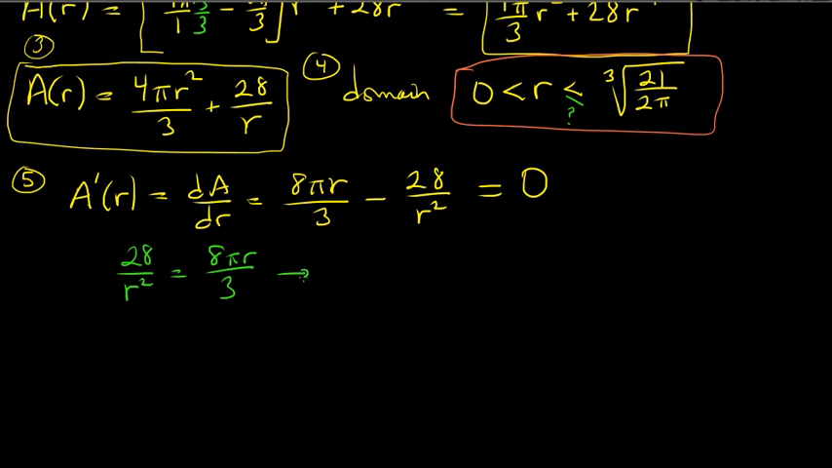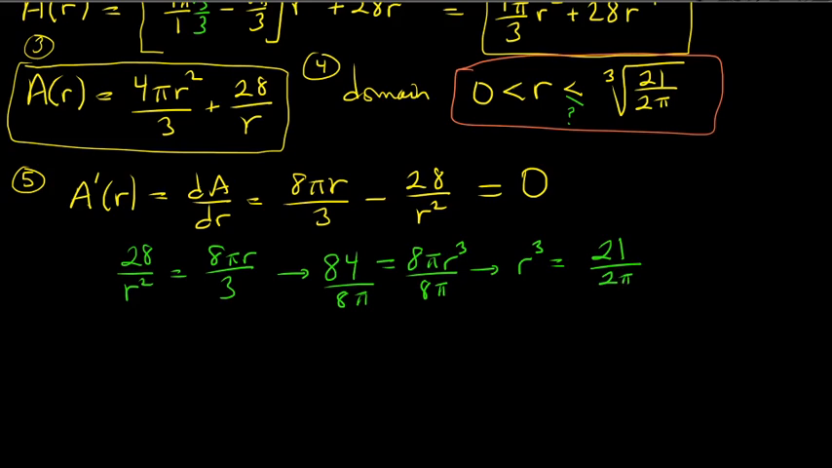Right, so cross multiply, and you get, let's see, 28 times 3. I want to say it is 84, but don't hold me to that. 28 times 3, yeah, 84. And that's going to equal 8 pi r cubed. So divide by 8 pi, because we're solving for r. And so r cubed is going to equal 84 divided by, let's see, 4 is 21. So 21 over 2 pi.